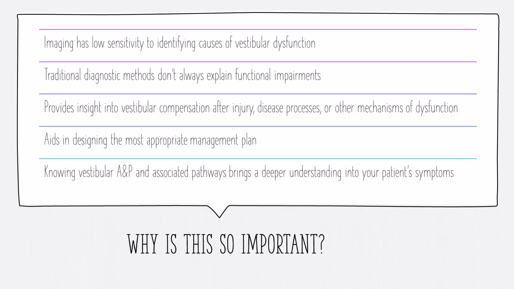It is equally important to understand the neurophysiology of vestibular compensation after injury, disease process, or other mechanisms of dysfunction. This knowledge allows us to establish the most appropriate care plans aimed at achieving optimal patient outcomes. Moreover, a deeper understanding of these systems enables us to comprehend associated symptoms such as motion sensitivity, spatial orientation issues, and even cognitive effects more effectively.